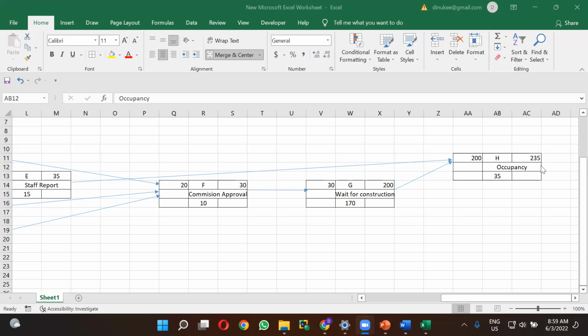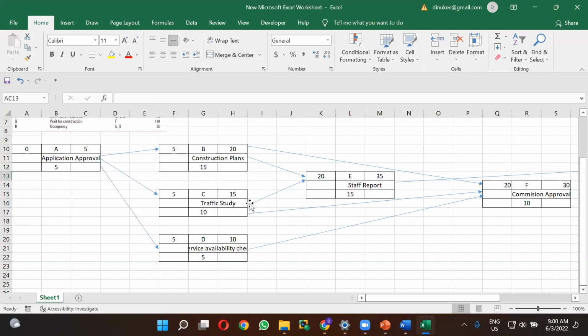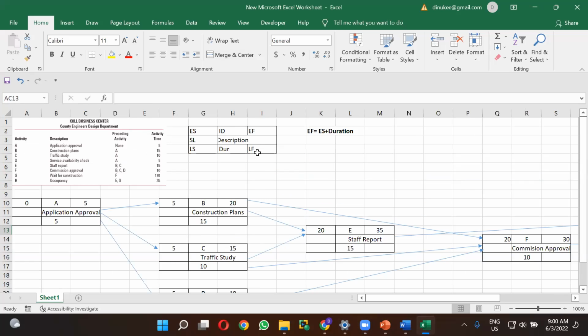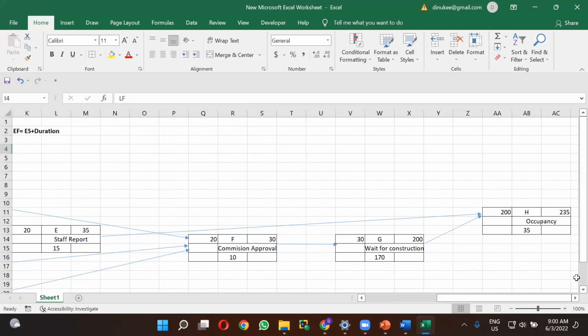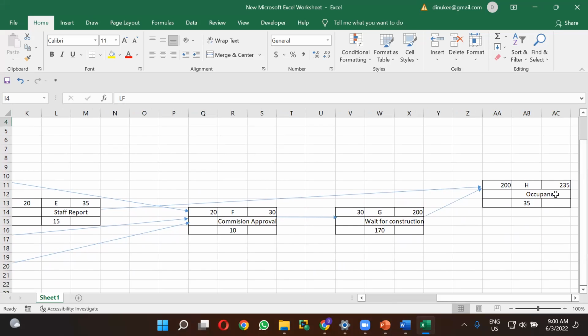When you come to the last activity, the early finish time that you get for the last activity, you can put as the late finish time, right? You can see the legend for the late finish time here. This is the cell that you have to fill. So in the last activity, whichever early finish time you get, you can directly put here as the late finish time.